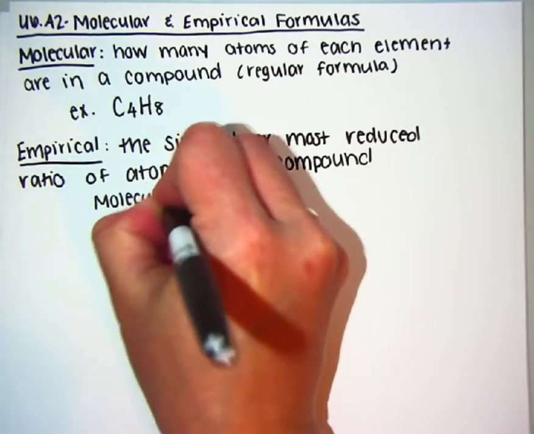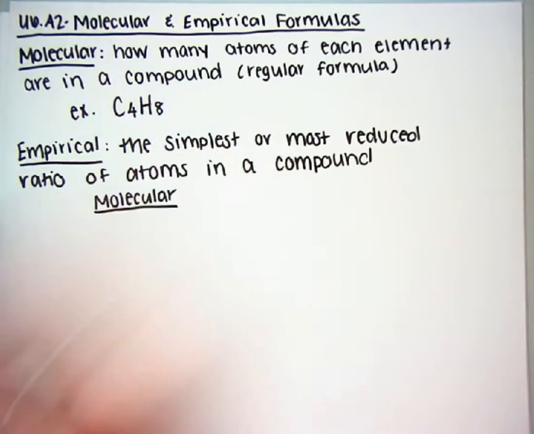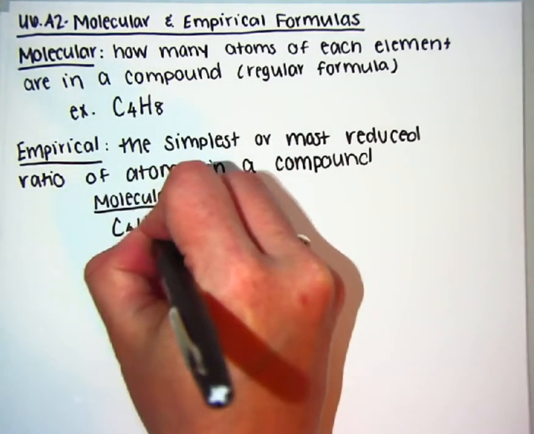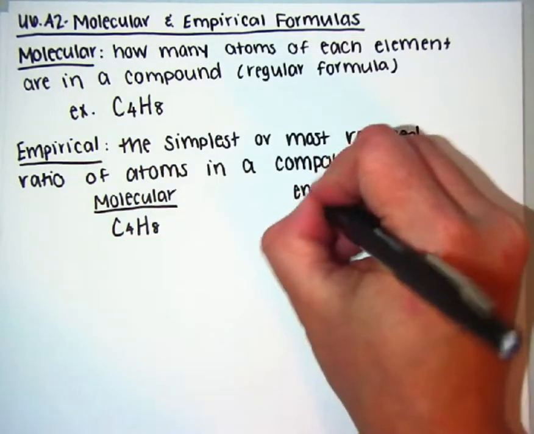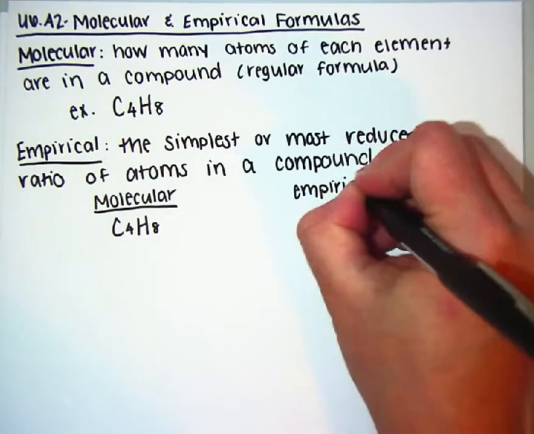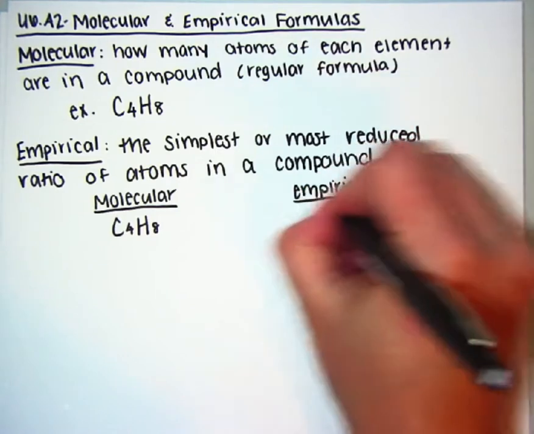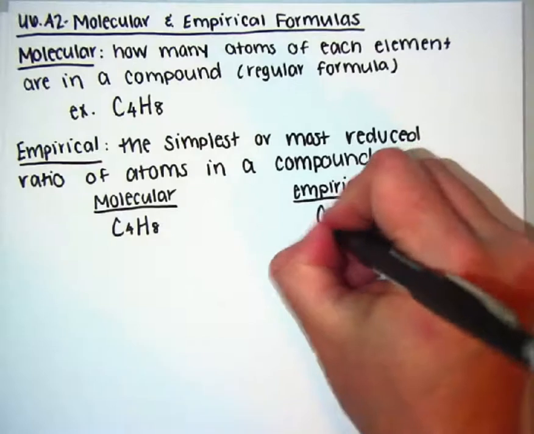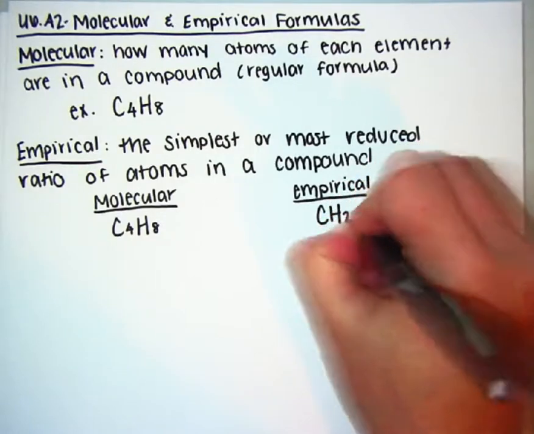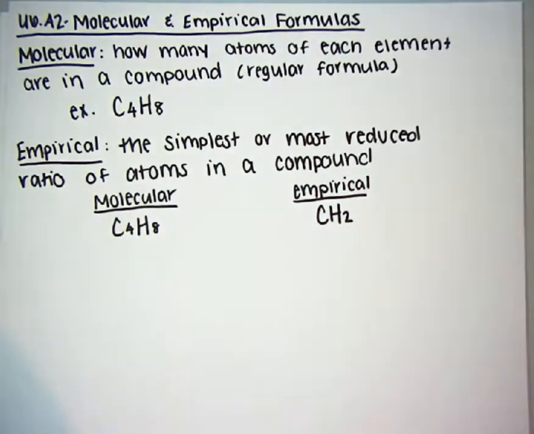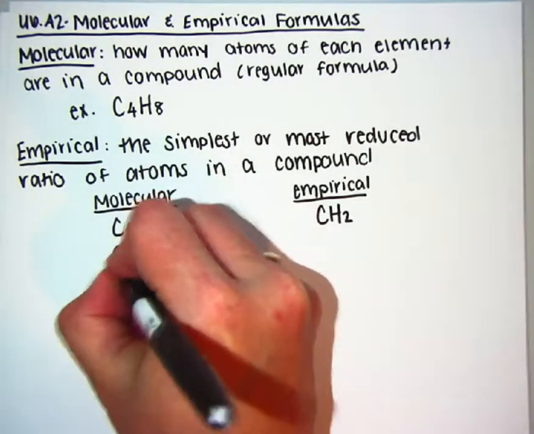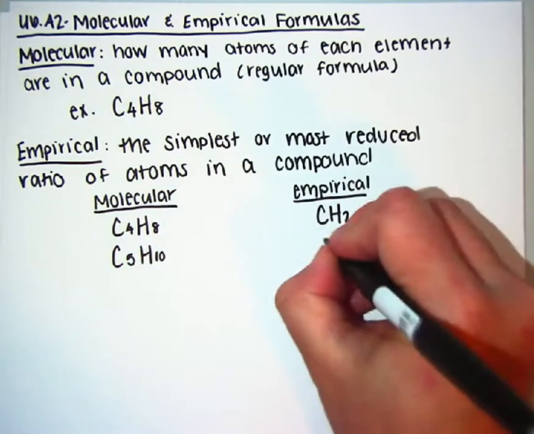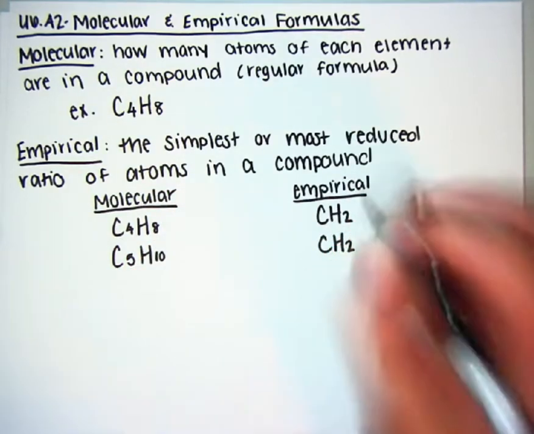So let's say we have that same molecular formula, C4H8. The empirical formula is going to be the most reduced form. So we can reduce this down to CH2. Also just important to note, different molecular formulas can have the same empirical formula.